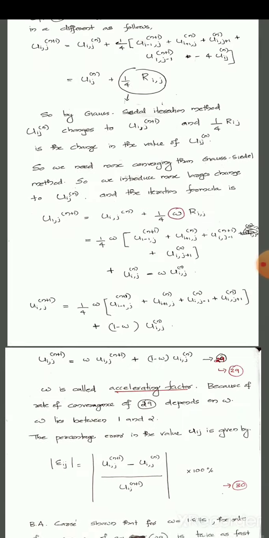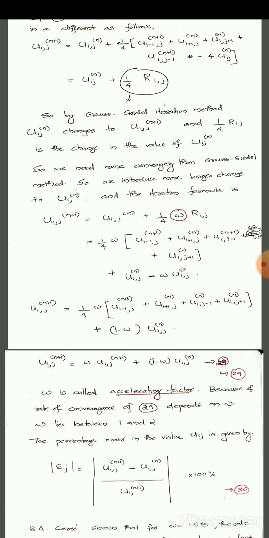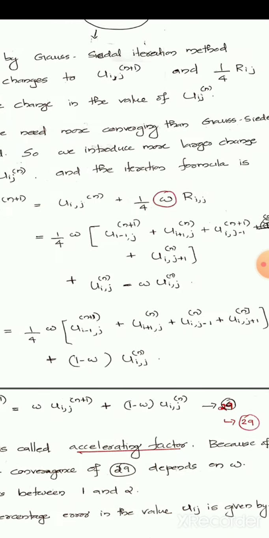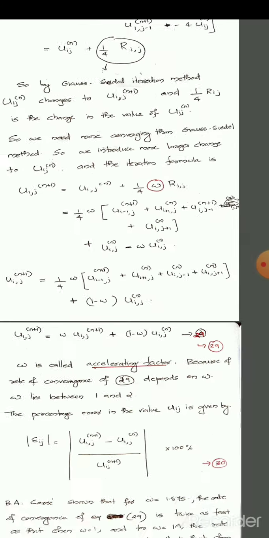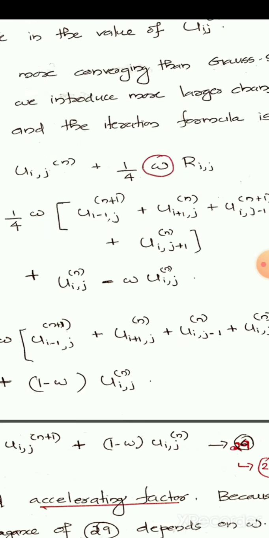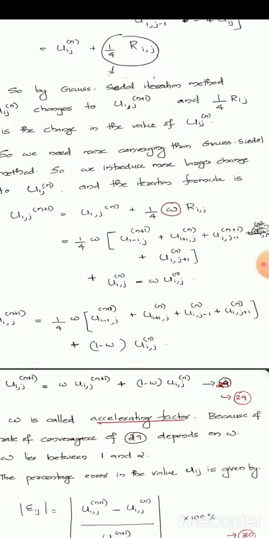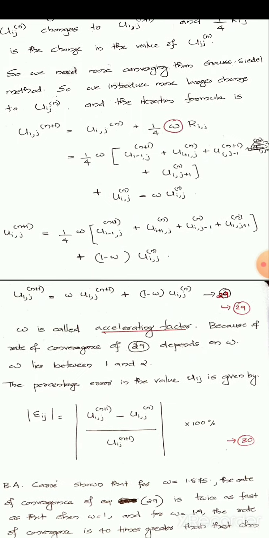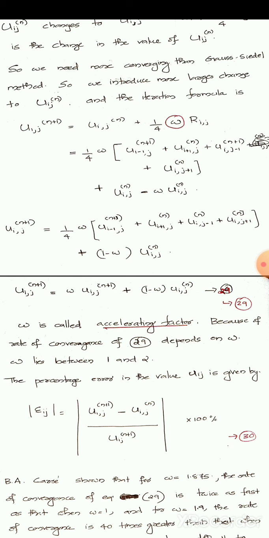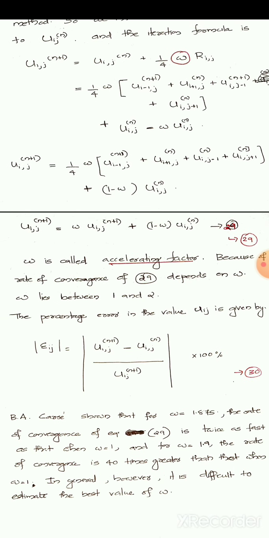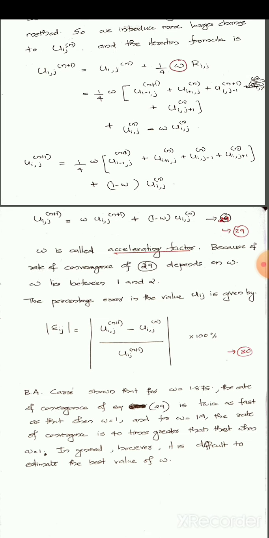By increasing the change, we can increase the accuracy or convergence. So we put omega in the equation, and the equation can be changed like this. After deriving, we get equation number 29: u_ij of n plus 1 is equal to omega into u_ij of n plus 1 minus omega u_ij.